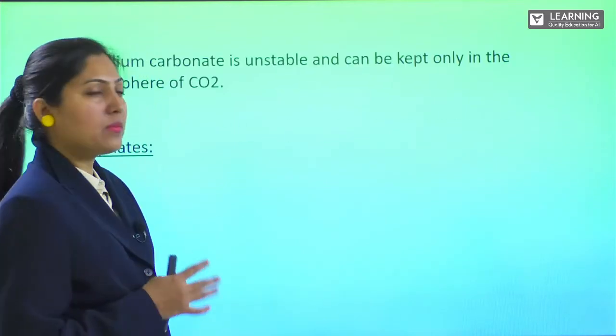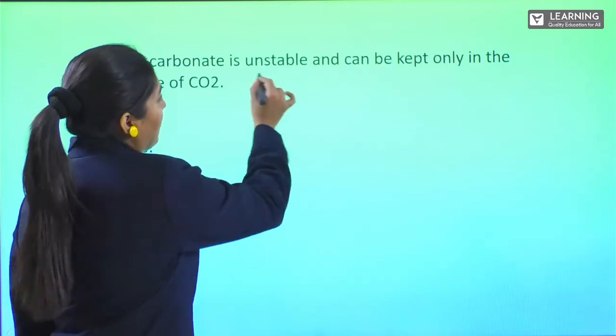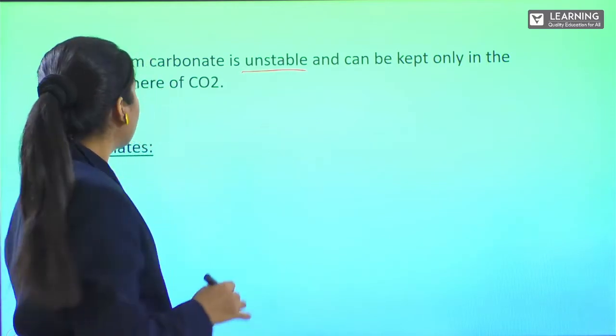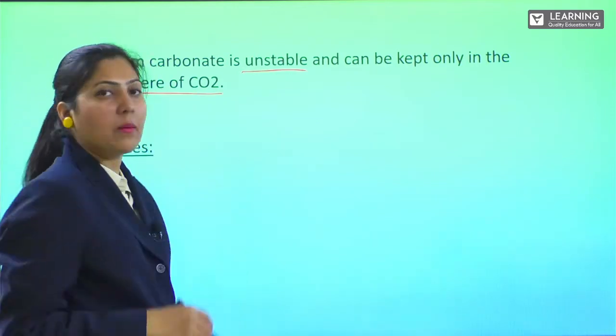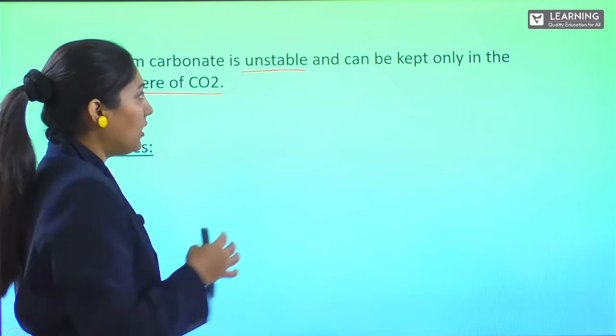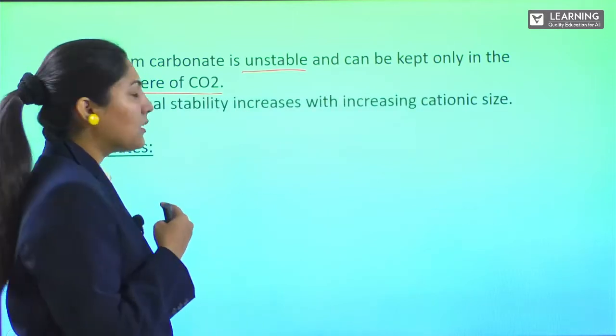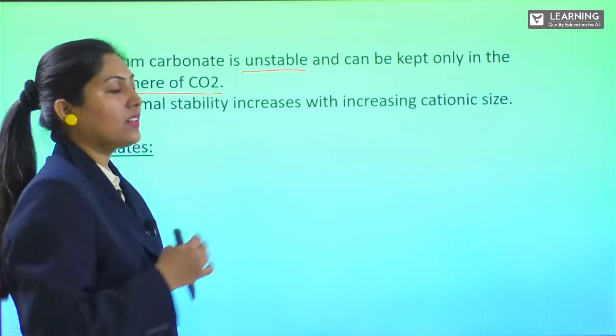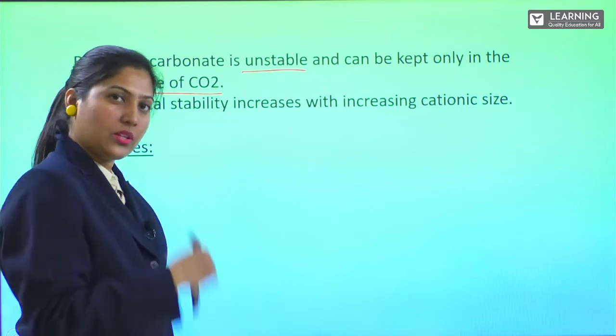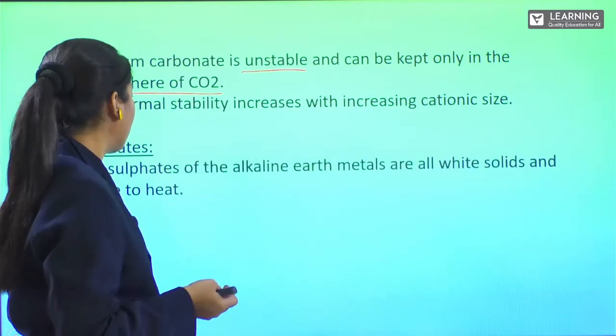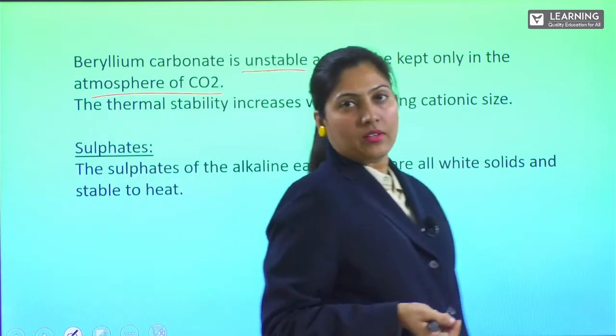Next we have beryllium carbonate, which is unstable. This can be kept in an atmosphere of carbon dioxide. That means they are not easily stable, and the thermal stability increases with increase in cationic size. Down the group, thermal stability increases. I have already informed you about that, right?